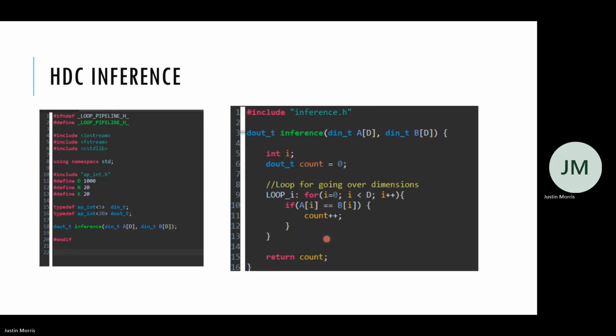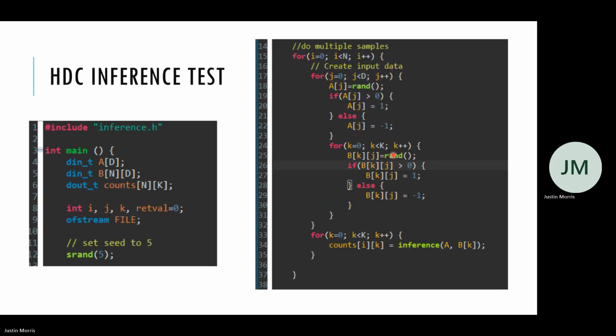Because this is the core function, right? This is the inference function. This is what we want to create hardware for. All of this is just control, right? It's just going over different samples and the different class hypervectors.